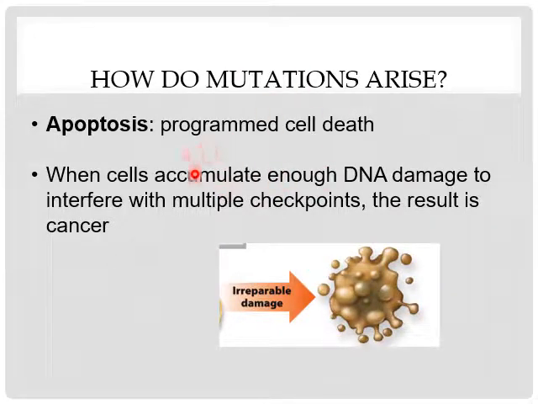As we're going through this, if something called apoptosis, which is programmed cell death, doesn't happen, then you're going to accumulate enough DNA damage to interfere with those checkpoints. And that usually results in cancer, sometimes in different mutations, or both, which again we'll get into more in the next chapter, but just keep that in the back of your mind.